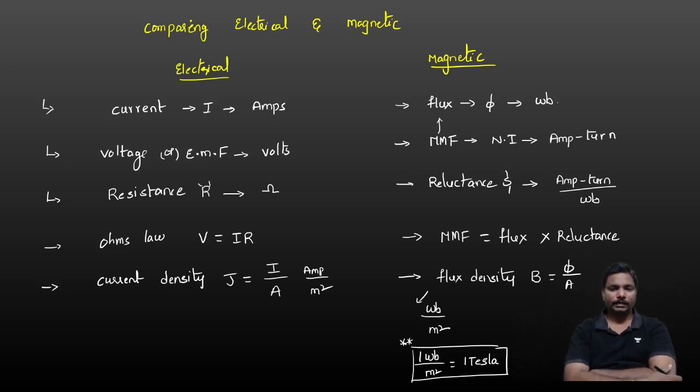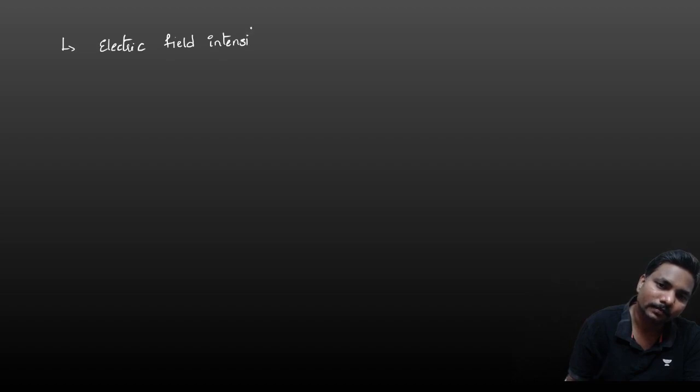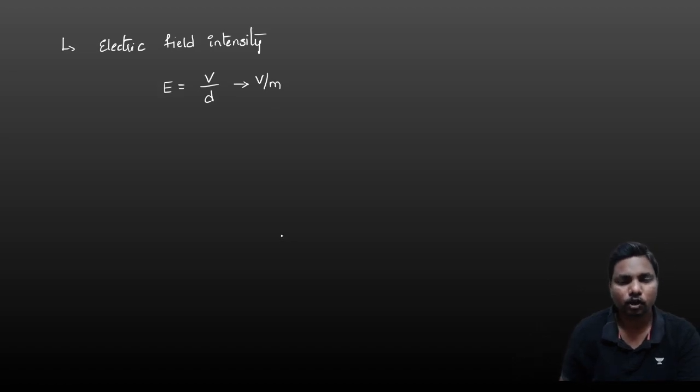Completed. By comparing both, very easy. Here current, here flux. Here voltage, here MMF. Here resistance, here reluctance. Now one more quantity, very important: electric field intensity, denoted with the letter E. E is equal to voltage by distance, or voltage by length. Volt per meter.